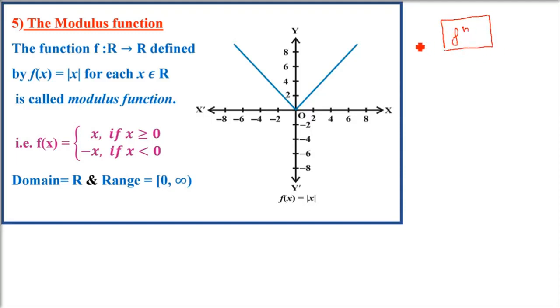So this is a function, this is a machine. You are going to put any value, but you will get only a positive value. This graph will never be in the negative part. Why? Because only positive values it is giving out.